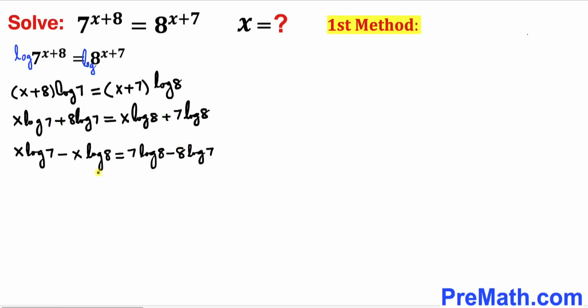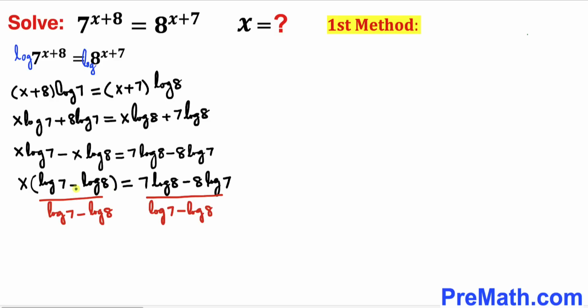And now we can see on the left hand side x is in common. So I'm going to factor out x outside. So x times (log of 7 minus log of 8) is going to be equal to 7 times log of 8 minus 8 times log of 7.